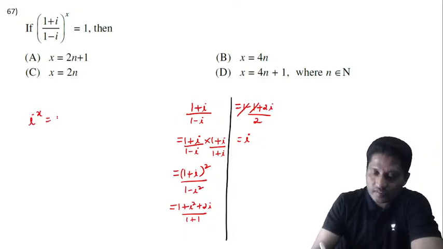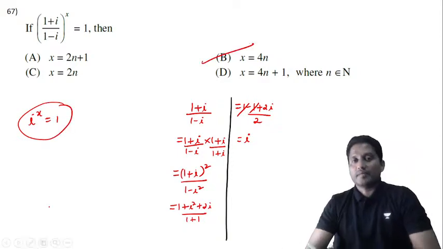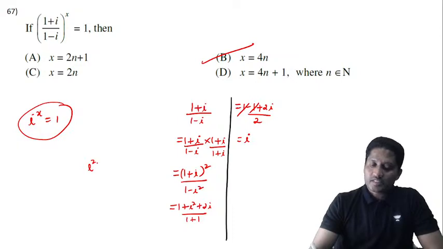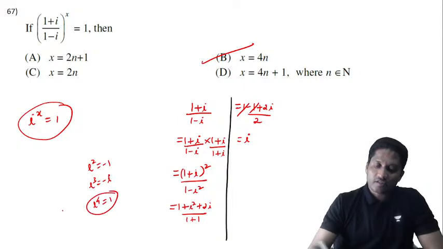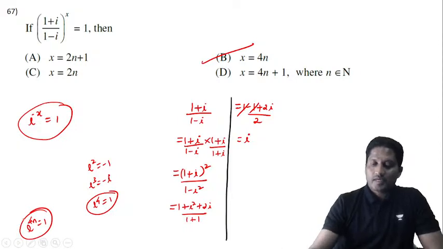So i to the power of x is equal to 1. Right, i to the power of a multiple of 4 is always 1, because i square is minus 1, i cube is minus i, i power 4 is plus 1. In general, i to the power of a multiple of 4 is always 1. So being a multiple of 4 means x should be equal to 4n only.